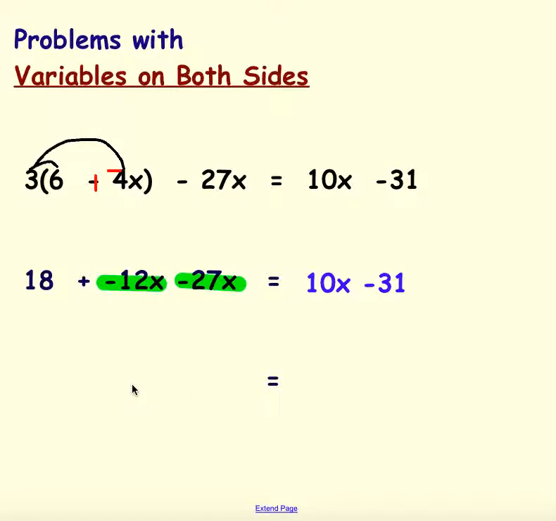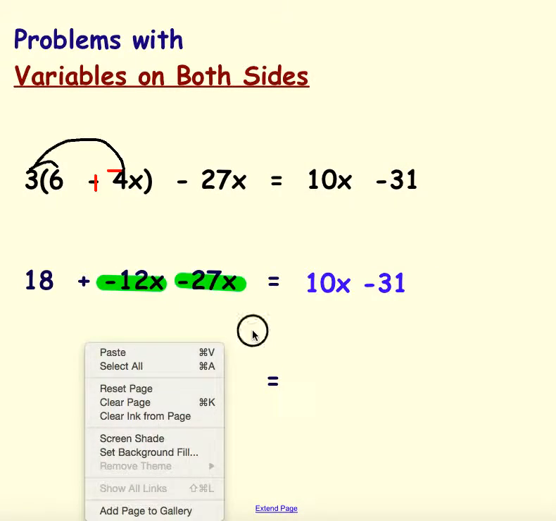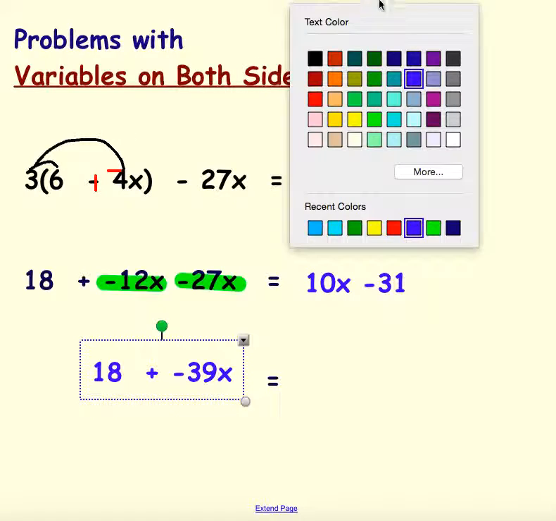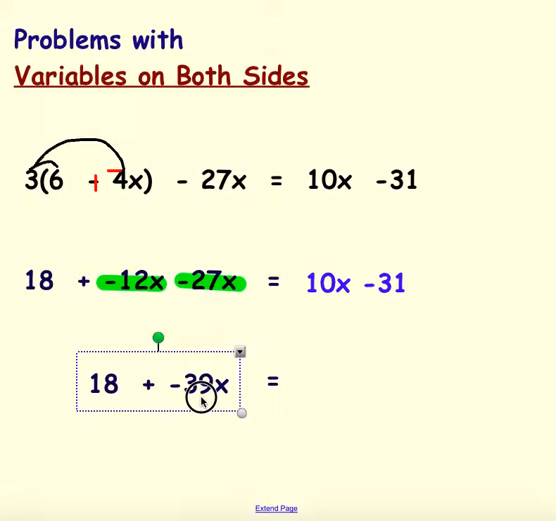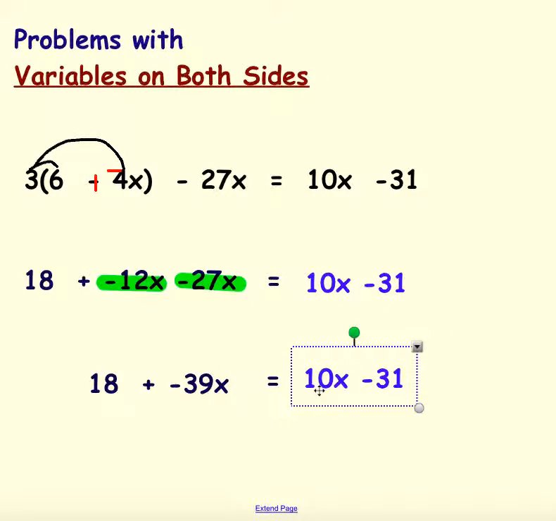So if I was to click down here, hopefully I would have 18. I apologize. I'm going to color coordinate it for you here a little bit. I'm going to go with 18. That didn't work, sorry. Plus a negative 39x. Because what I've done is I've added these two like terms together. And then again, I can just bring this down, the 10x minus 31.